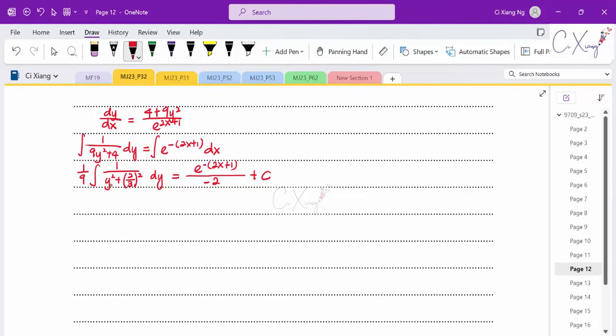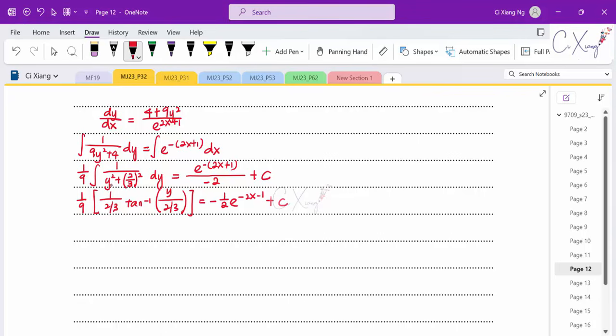Then let's continue with the integration on the left. Since I already have the standard pattern of 1 over x squared plus a squared, after I integrate I have 1 over a, which is 1 over 2 over 3, because a is 2 over 3. Then tangent inverse x over a. Of course, here I cannot use x, I should use y, then divided by a, 2 over 3. So this is what we have after the integration. And on the right I have negative 1 over 2 e power negative 2x minus 1, then plus c.